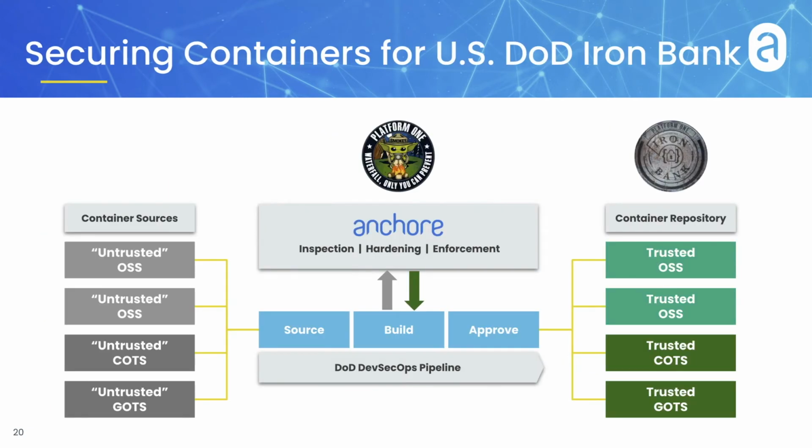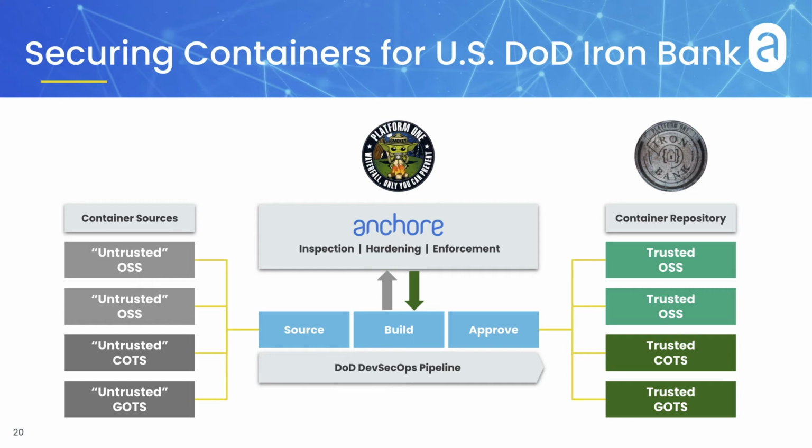A good example of this is securing containers for the U.S. Department of Defense. Within the DoD, there's an organization known as Platform One, and Platform One manages a container artifact repository known as Iron Bank. Its real objective is to take in software, whether it's open source or from a particular vendor, move it through a DevSecOps pipeline, harden it, take it through an approval process, and then push it out to a trusted container repository where it's ready for consumption.